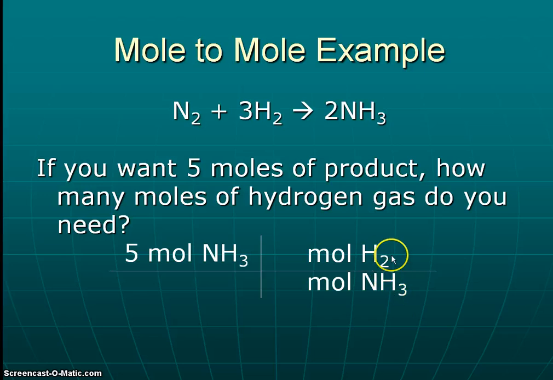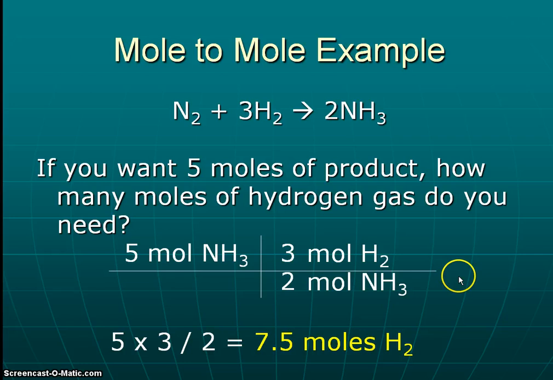Always set your units up first before you plug in numbers. These 2 numbers are going to come from your balanced reaction. So if you find NH3, there's a 2. And if you find H2, it has a 3 in front of it. So plug in your numbers from the coefficients from the reaction. And then you just have to do the math.